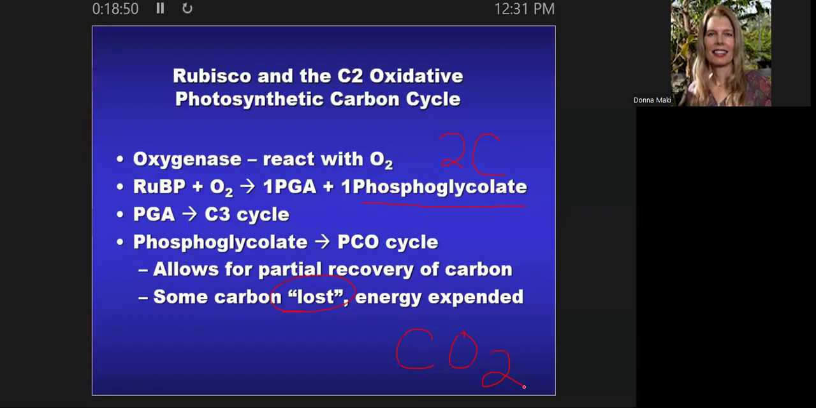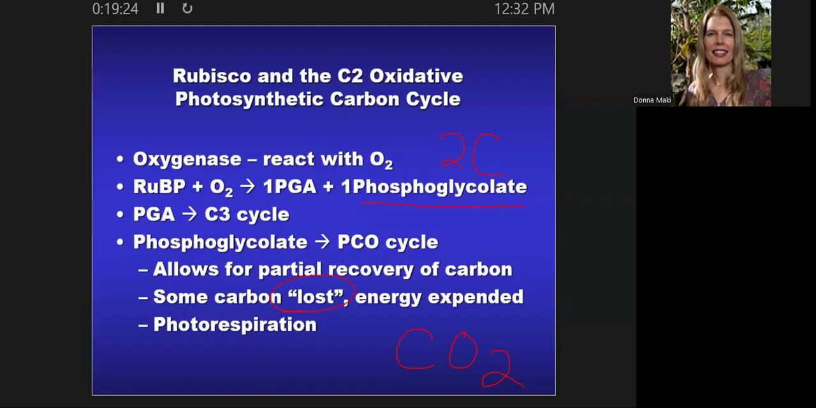Okay, so it doesn't get fixed into carbohydrate, I should say. Because of that, they call it photorespiration, because you're doing respiration, you're giving off CO2. Well, this is the plant's version of it. And so this is not ideal. You don't want the PCO cycle running in a plant all the time. It's extra energy. You get the loss of carbon instead of getting it fixed into carbohydrate, it's just respired.